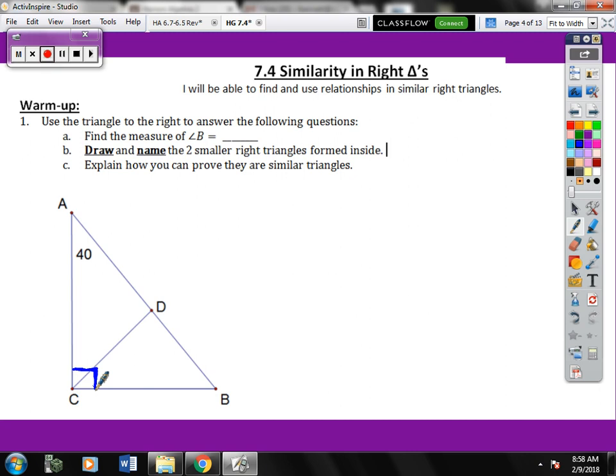Use the triangle to answer the following questions. What would the measure of angle B have to be? Luke? 50. Triangle sum. And I think, does your paper also have the right angles drawn here?